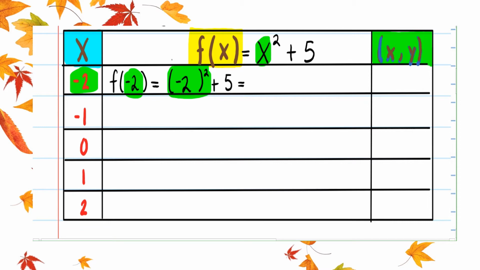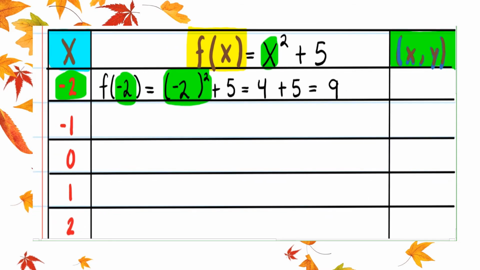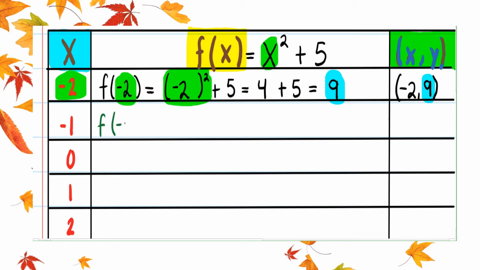PEMDAS says to do exponents first, so that's why we're going to do -2 to the second power. -2 times -2 is 4, and we still have the plus 5. Add those two numbers together, we get 9. So the first point that we have is going to be -2, comma 9. That was our y-coordinate. We do all this solving to get the y-coordinate of the points that we plot for our parabola. We'll do the same thing with the other values here.